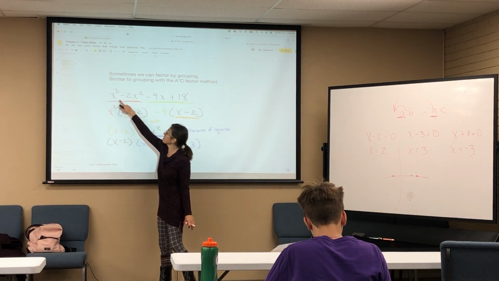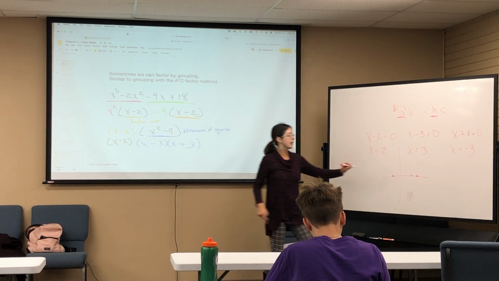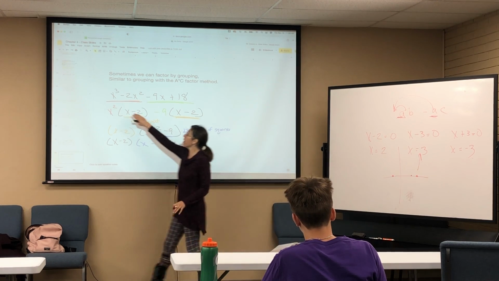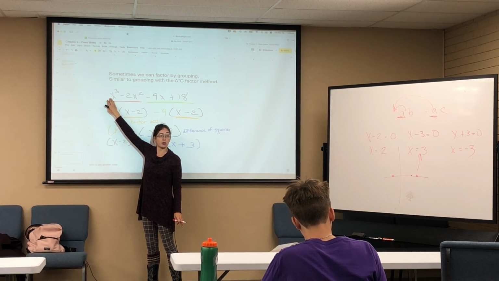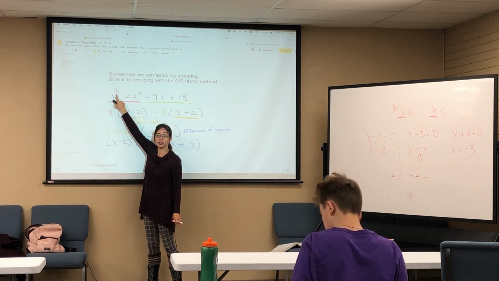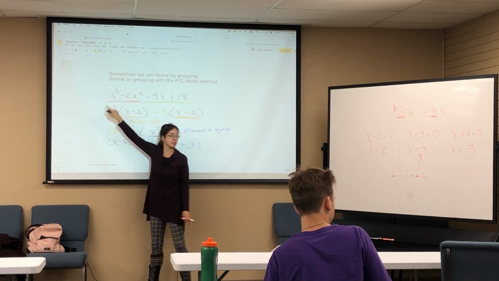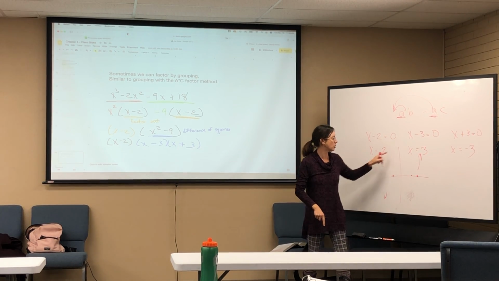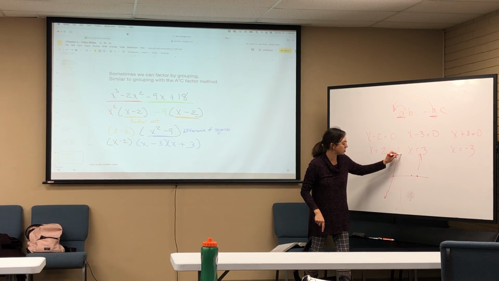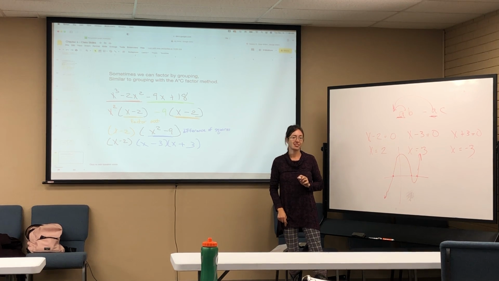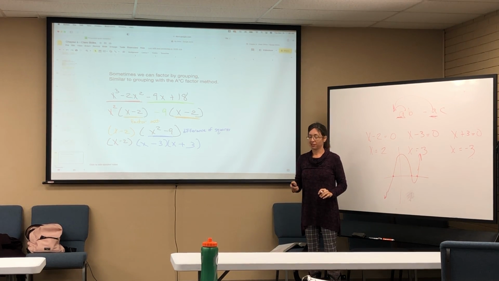I also know that it does what? It ends going up. Why? Because the coefficient was positive, correct? It's 1x cubed. So it ends positive. It starts where? Down. Opposite of wherever it ends. So it starts down. I know it crosses at negative 3, 2, and 3. So I could sketch a graph like that. And that would be real close to what my graph would look like.